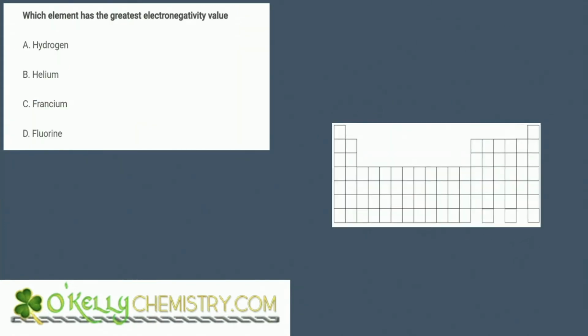So this question is asking which element has the greatest electronegativity. So electronegativity, we know that fluorine has the highest, francium has the lowest. So answer choice here, we see that we have fluorine. So that's going to be our answer.